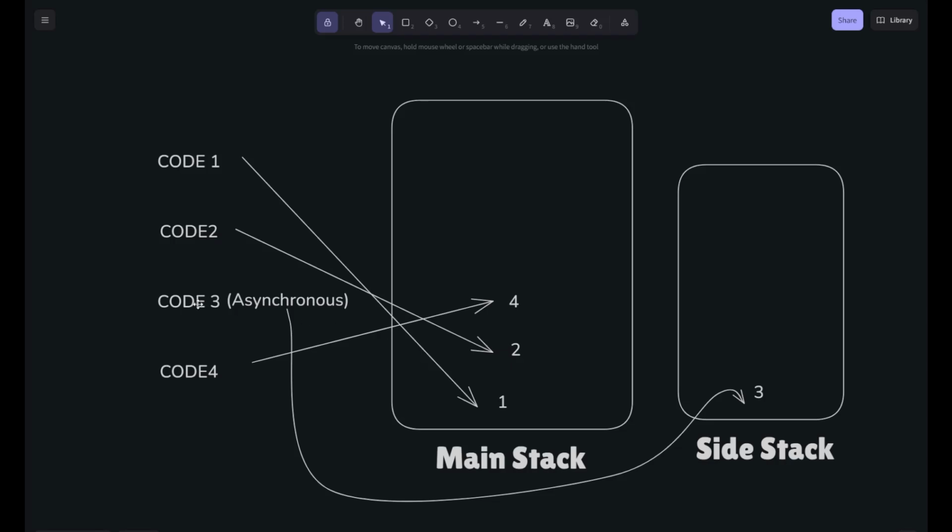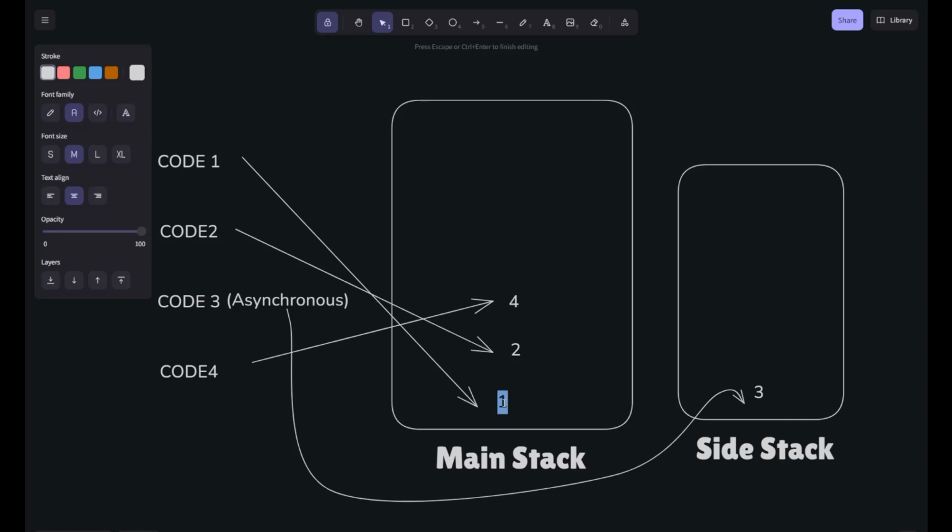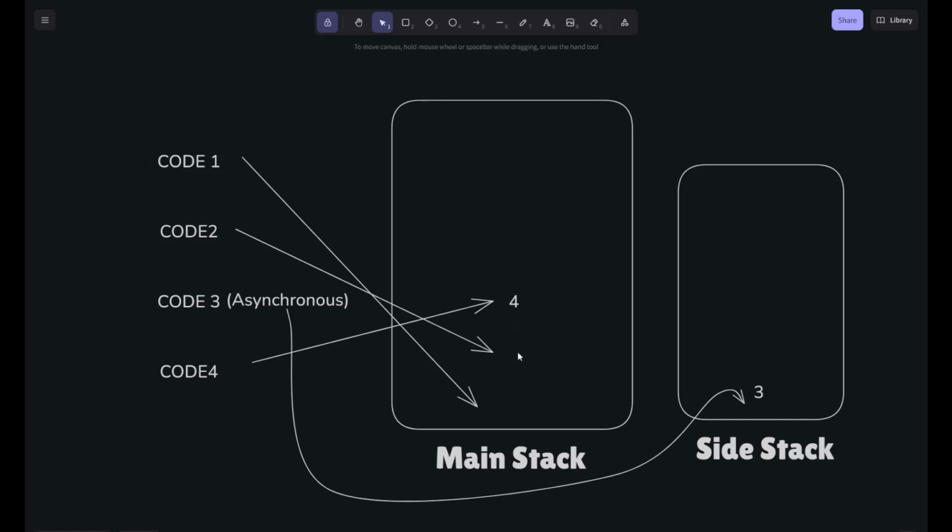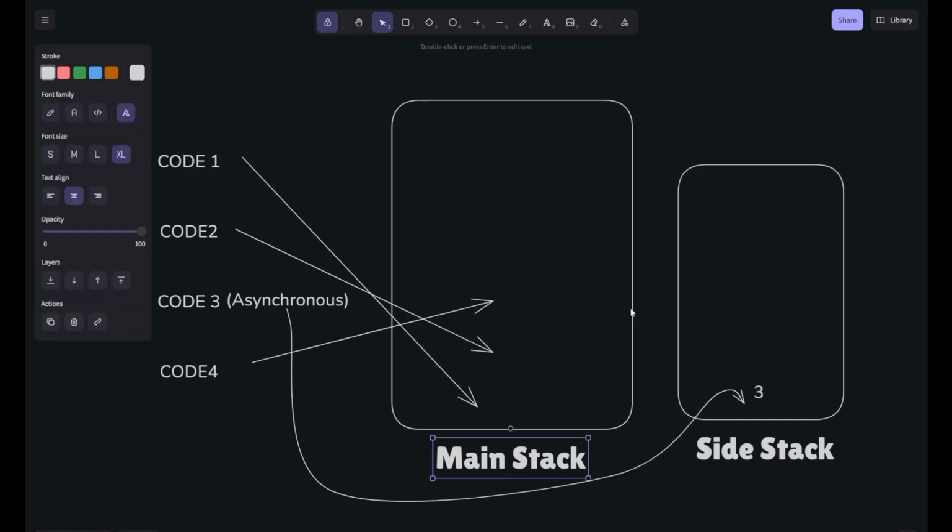Now since the third line of code is asynchronous, whatever code is asynchronous will go to the side stack, it doesn't go into the main stack. And then the fourth line of code, which is synchronous, will again go to the main stack. Now in JavaScript, first the main stack code will execute. So the first one will execute, then 2, then 4, and after the execution of all the lines of code in the main stack, it will ask the side stack, hey side stack, do you have any code?